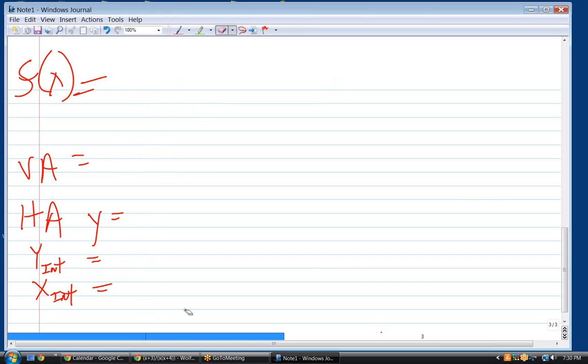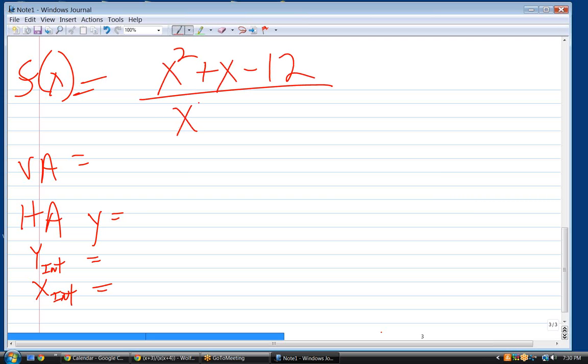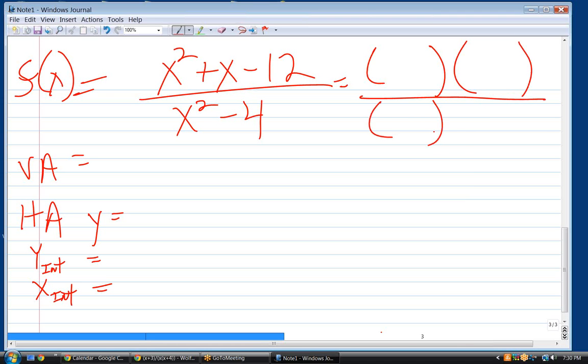All right, what else you got? x squared plus x minus 12 over x squared minus 4. Minus 4? Yeah. Okay. It's always a good idea to factor, if you can, top and bottom. And the reason being is there might be something that cancels out. There isn't on this, but there could have been. And if it cancels out, you need to cancel it out, leaving a hole instead of a vertical asymptote.